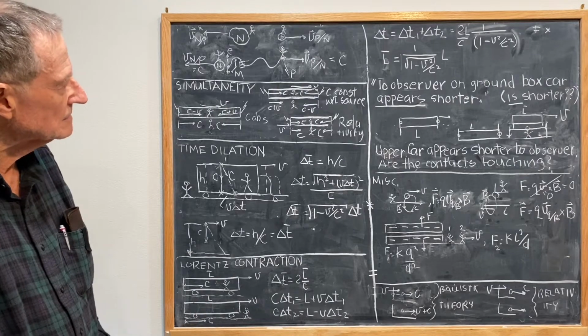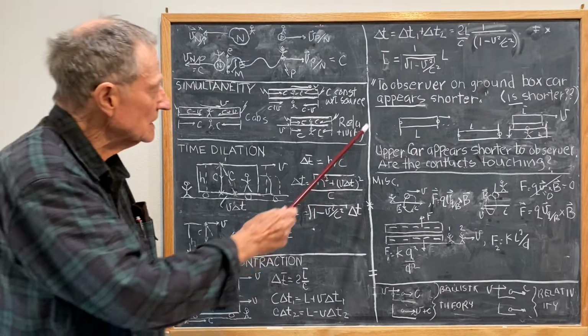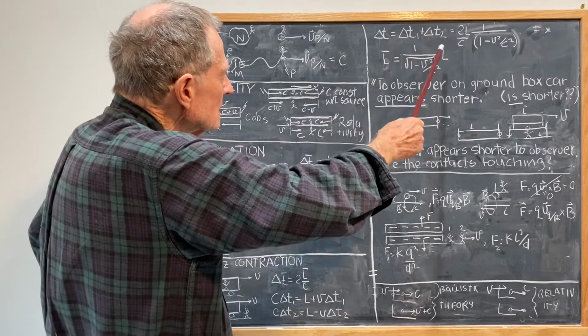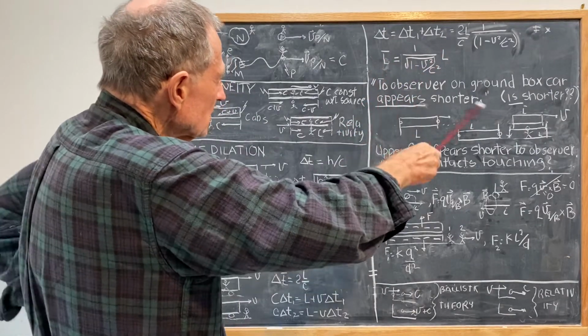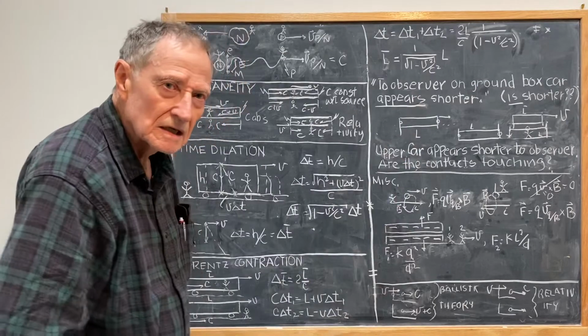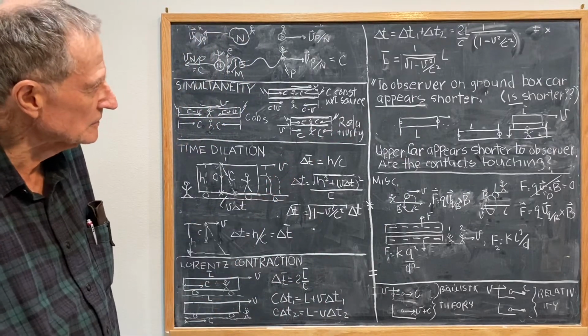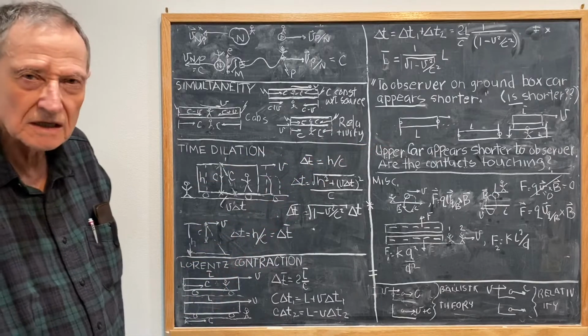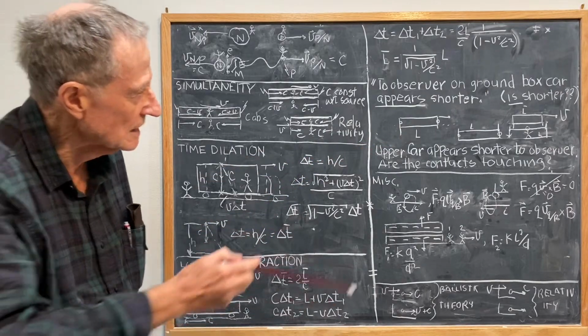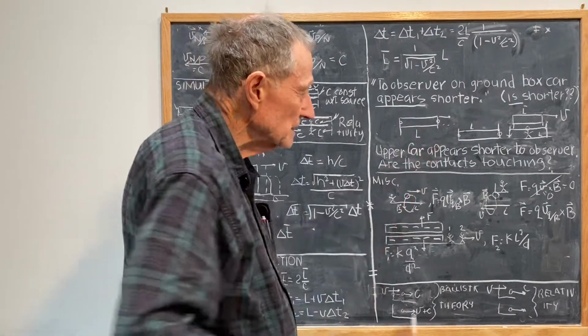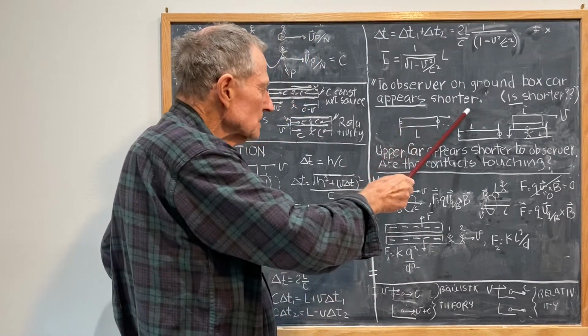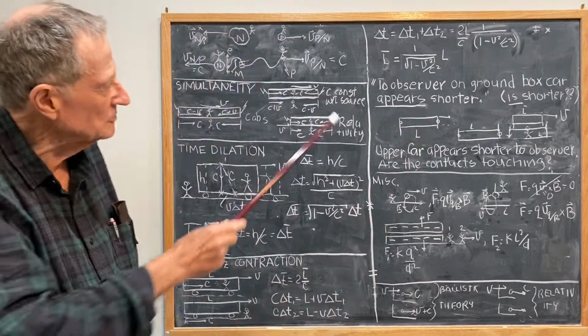which says that to the stationary observer, the observer on the ground, the moving boxcar obviously appears shorter. I put a question here: is it shorter? I'm going to ask a question based on that.